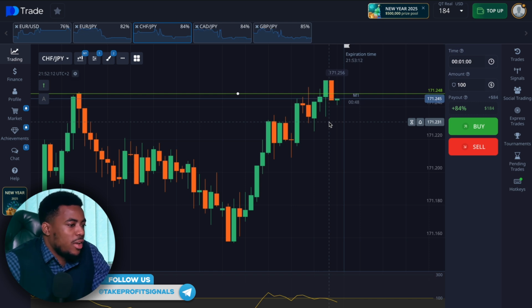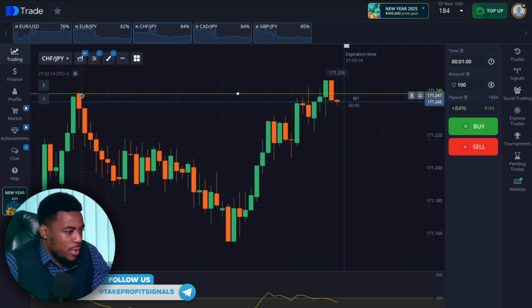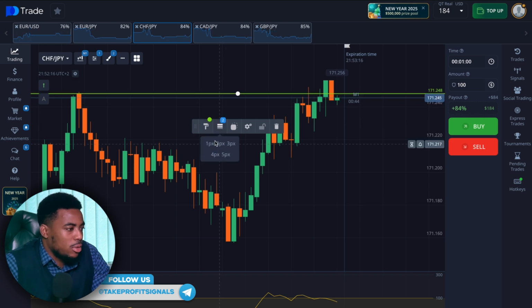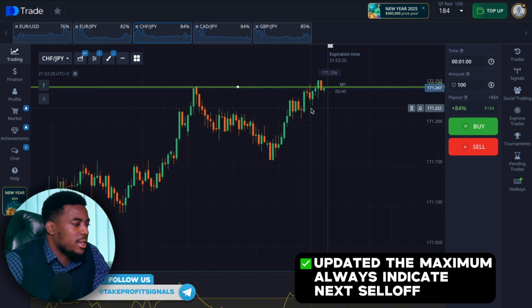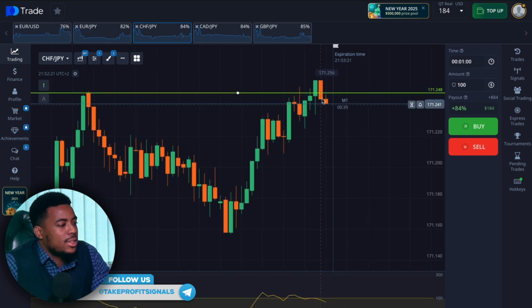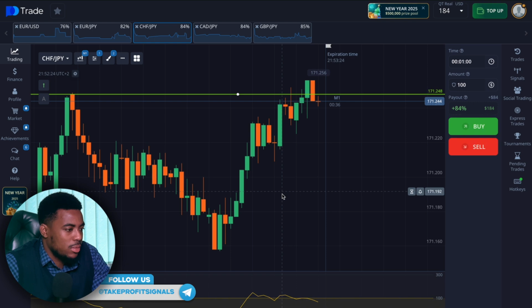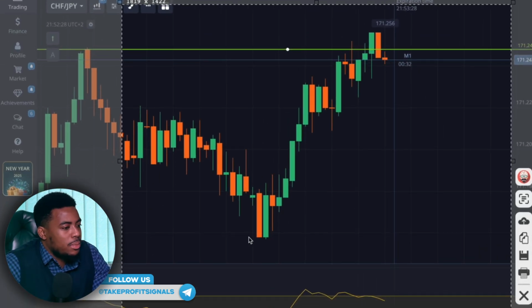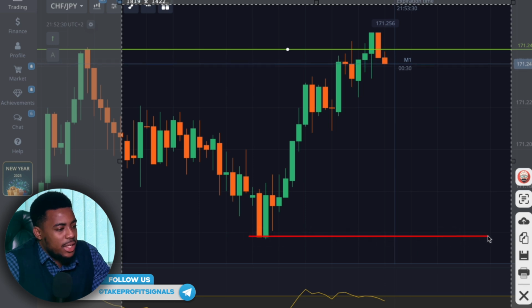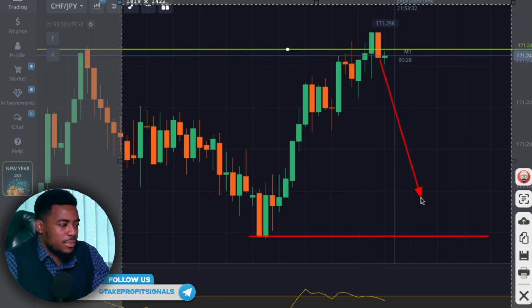First, we have updated the high. Let's put it in bold. Updating the maximum always indicates the next sell-off. It is the same with updating the minimum. So we have a minimum here. If the price comes to the minimum, most likely we will update it and get some correction.